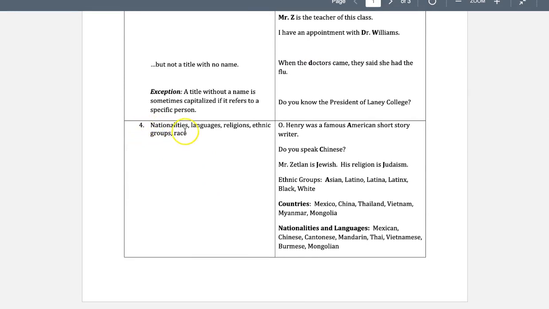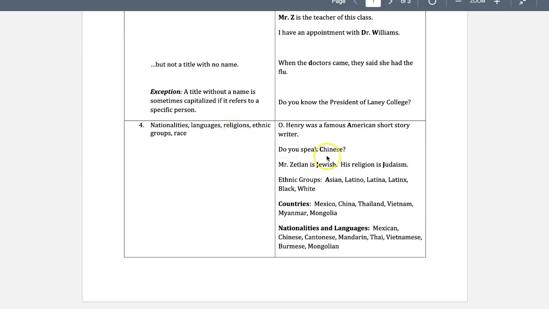Number 4, nationalities. So, which means where are you from? You are Mexican, you are Chinese, you are Cantonese. So these are nationalities and languages, and they must always be capitalized.